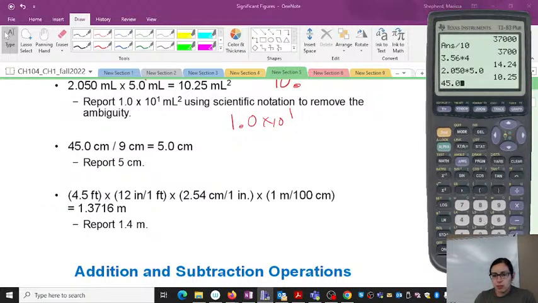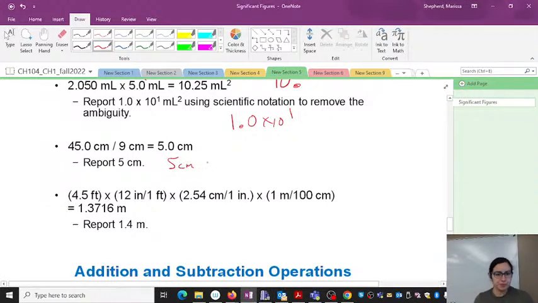So 45.0 divided by 9 spits out this answer, but we only have 1 sig fig, so we can only write 5 centimeters. Looking at this one, notice this is a conversion factor, this is a conversion factor, this is a conversion factor. None of those count towards our sig figs, so we only care about the value we started with. We started with 2 sig figs, so we need to round this to 2 sig figs, so that's a 7, which gives us 1.4 for that answer.